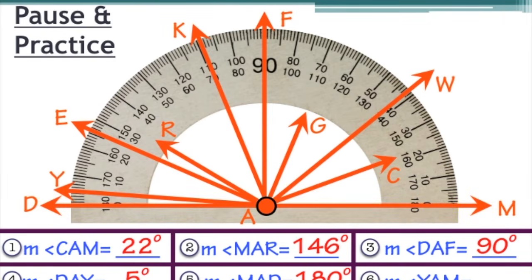Number 6, the measure of angle YAM. Angle YAM is this angle here, YAM. And the measure of that angle is 175 degrees. That was a little tricky because we started with Y, but the start ray is actually this ray here. And we'll start at 0 because that's where our start ray is, and that means we'll use the outside numbers, and that brings us to 175 degrees.